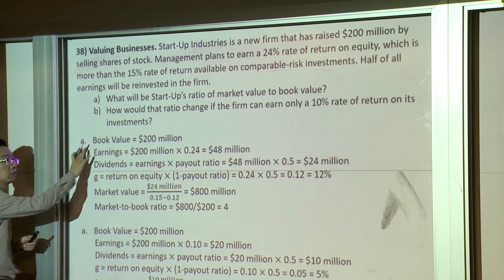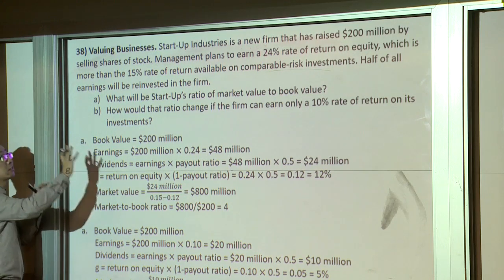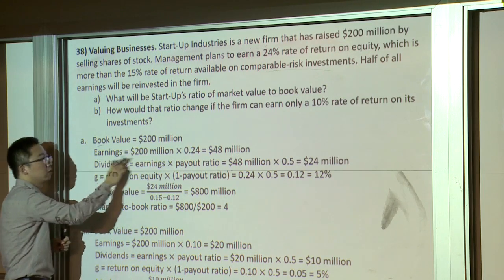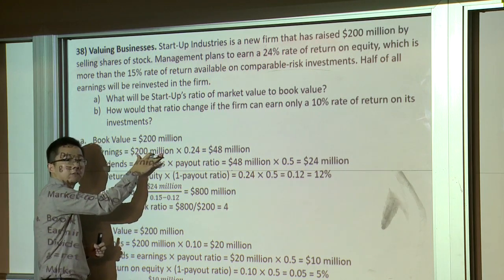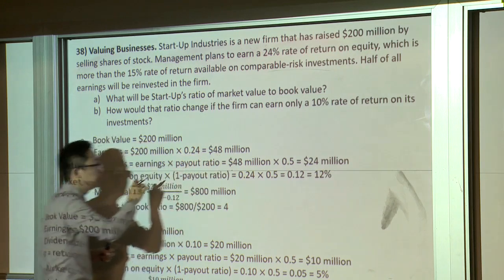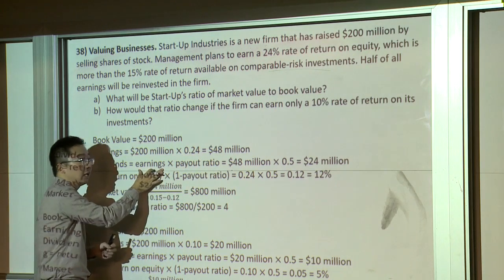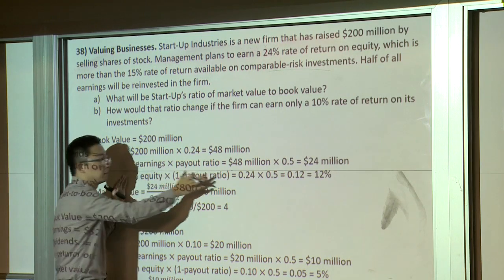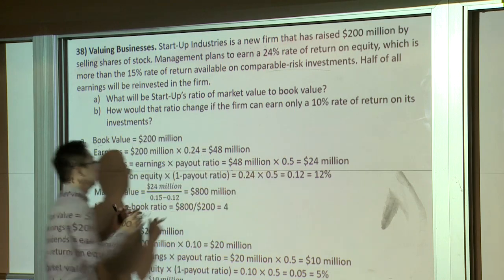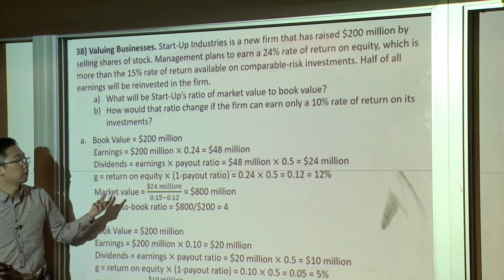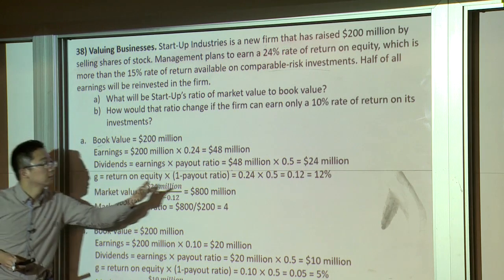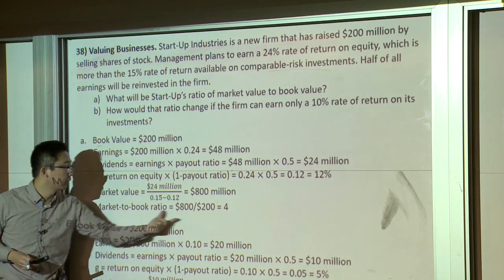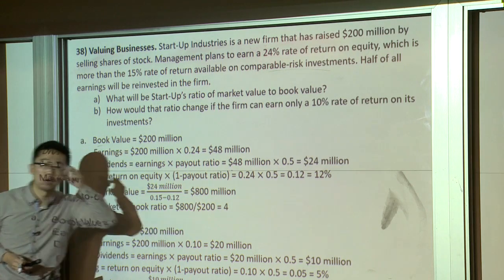So in this whole process, we basically know all the formulas. Now in this single question, we combine them up. So we know the book value, 200 million, and earning would be the amount of equity multiplied by return on equity, 48 million. And the dividend would be the total earning multiplied by the payout ratio, 24 million. And using those numbers, we can get the growth rate, 12%. And then we can get the market value, stock price, okay, 800 million. And divided by book value, 200 million, is 4.